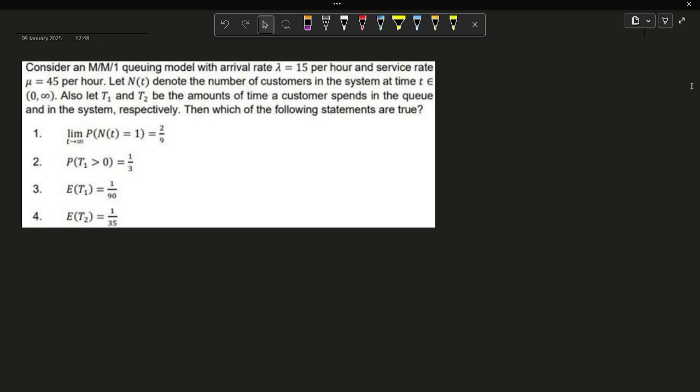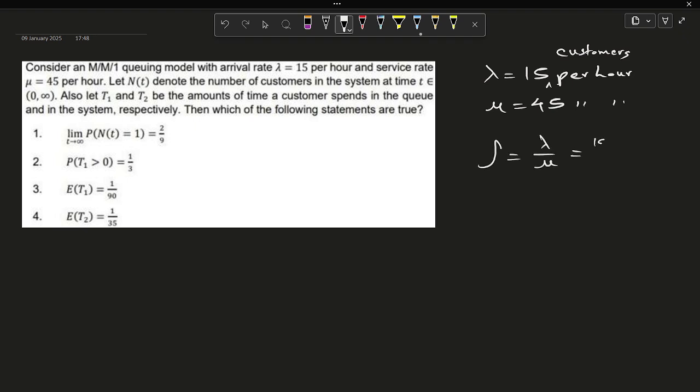So what can be done in this question? To analyze the M/M/1 queuing system, let's calculate the required probabilities and expectations step by step. My arrival rate is lambda equals 15 per hour, and service rate is mu equals 45 customers per hour. So traffic intensity rho is equal to lambda by mu, which is 15 by 45, which is equal to 1/3. N(t) is the number of customers in the system at time t, T1 is the time spent in the queue and T2 is the time spent in the system.